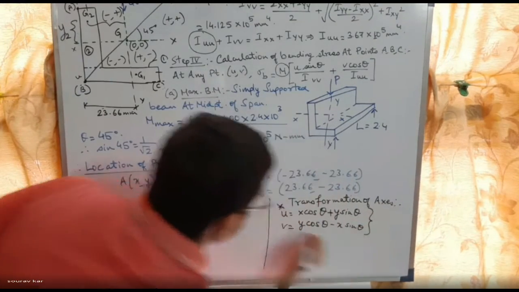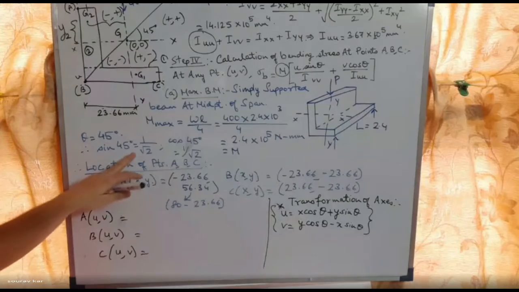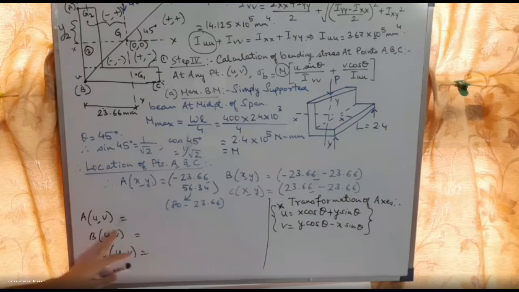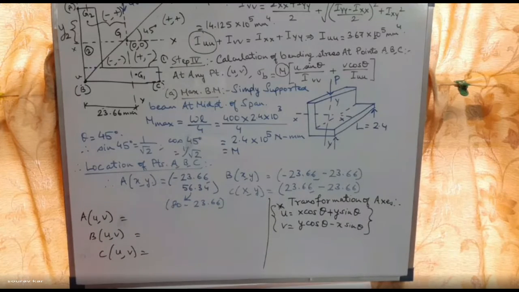So this is the transformation of the U and V coordinates with respect to X and Y. U will be X cos theta plus Y sin theta, and V will be Y cos theta minus X sin theta. And we know cos theta and sin theta are 1 by root 2. You just find out the coordinates of U and V for A, B, C.